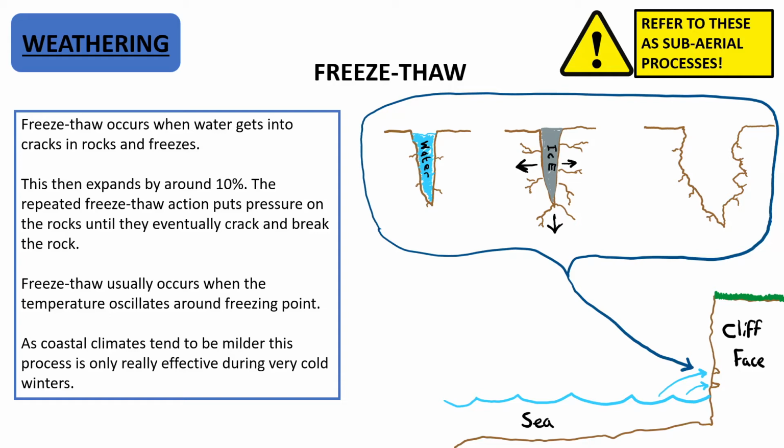This then expands by around 10% on average. The repeated freeze-thaw action puts pressure on the rocks until they eventually crack and break the rock. Freeze-thaw usually occurs when the temperature oscillates around freezing point. So it just means when the temperatures drop, there's more chance of the water forming ice. And as coastal climates tend to be milder, this process is only really effective during very cold winters.